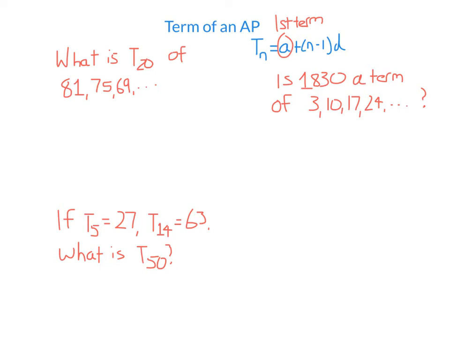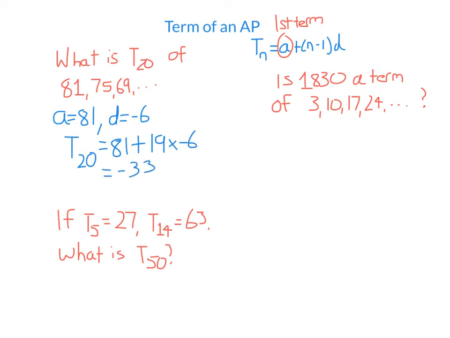So for this example here, what is the 20th term of this sequence? We have A, the first term, is 81. The common difference is actually minus 6 because we're subtracting 6 each time. So to find T20, it's just going to be A plus, so n is 20, n minus 1 is 19, times D. So 81 minus 114, giving us minus 33. So that's easy as to find the nth term when you know A, n, and D.